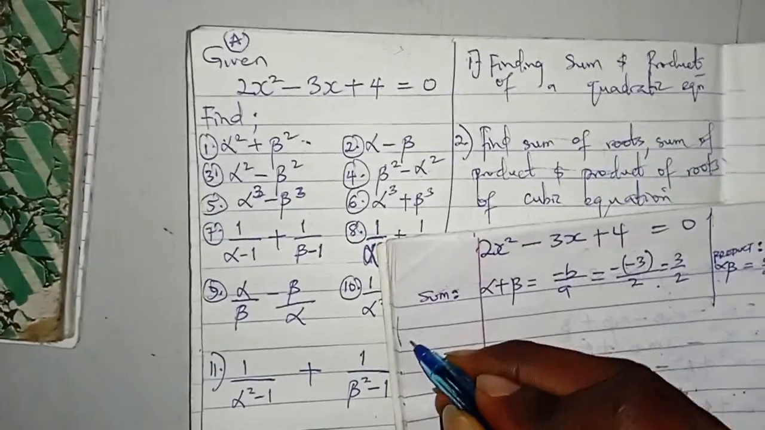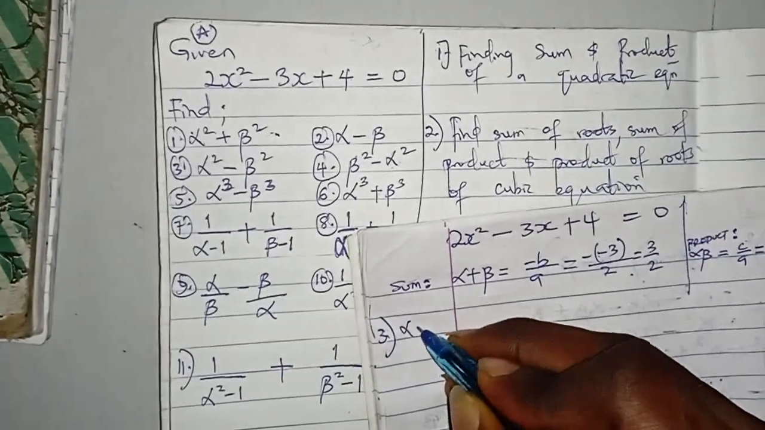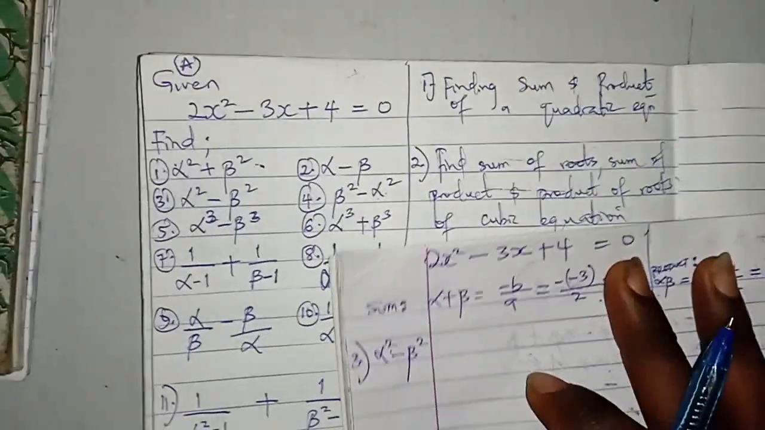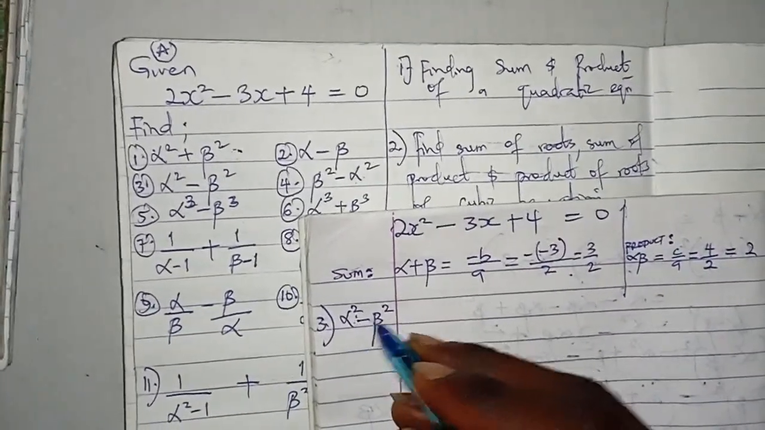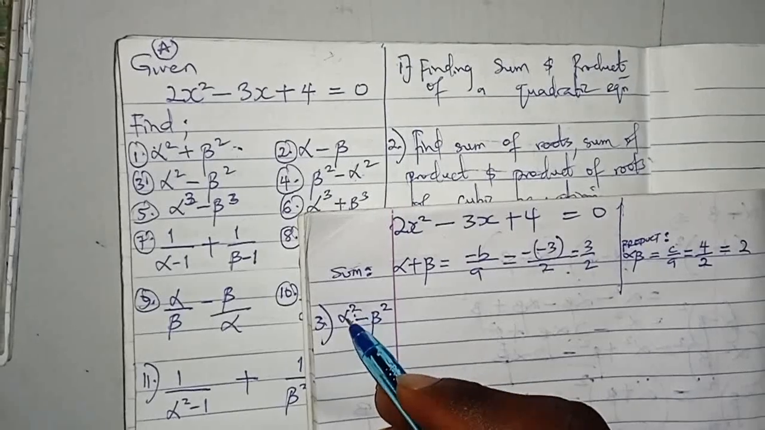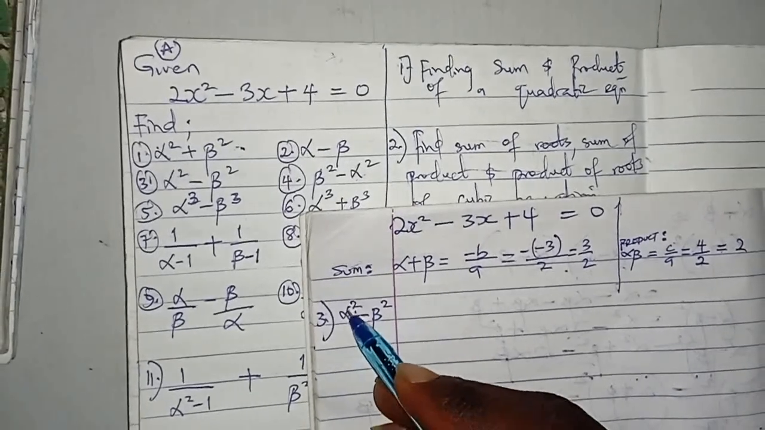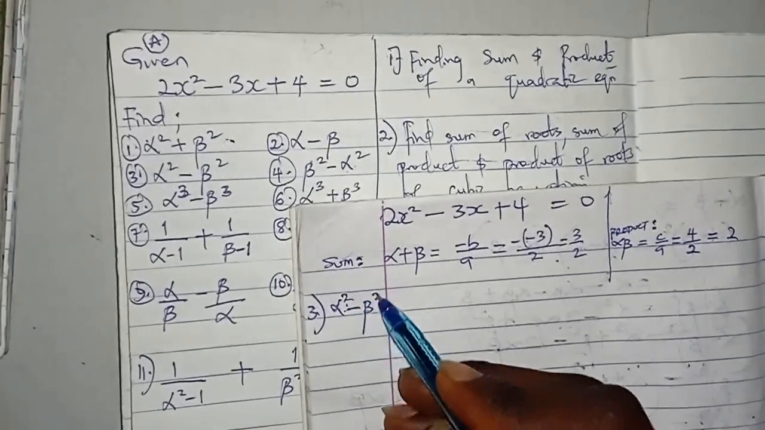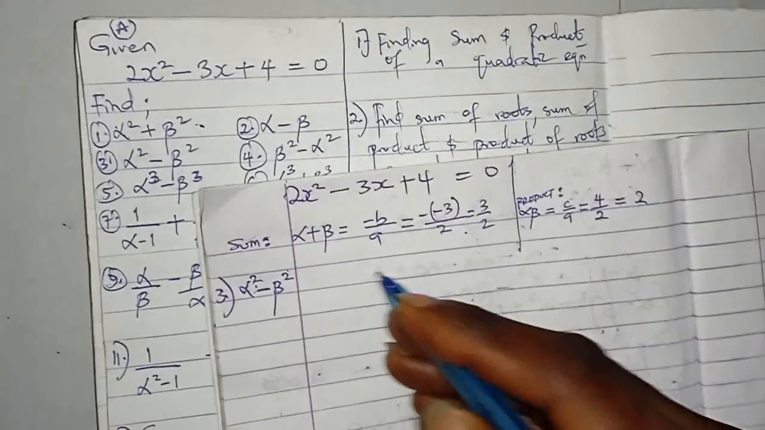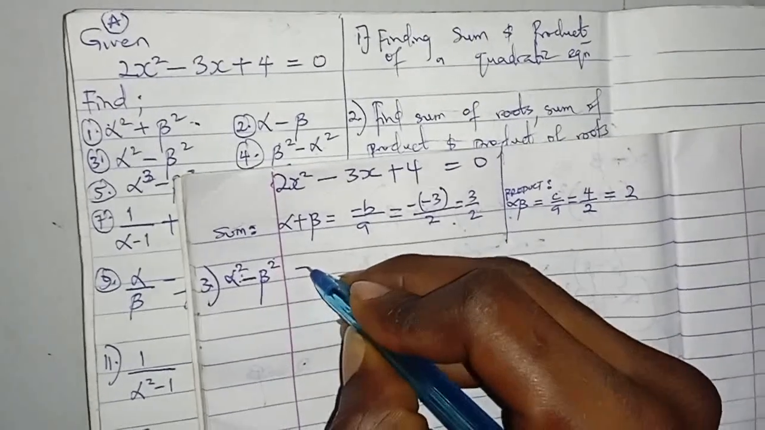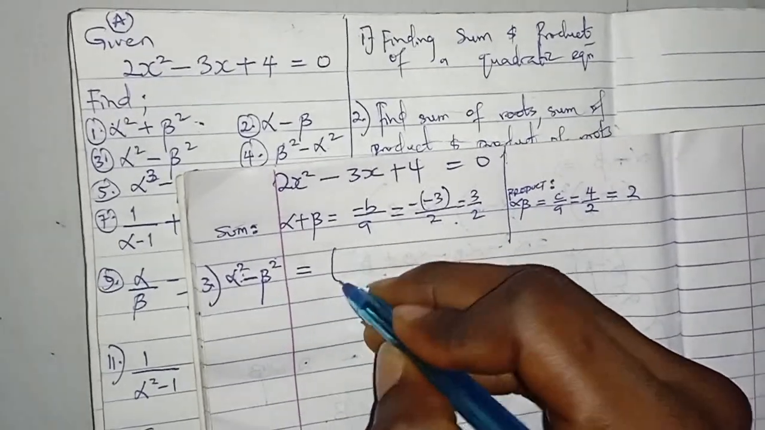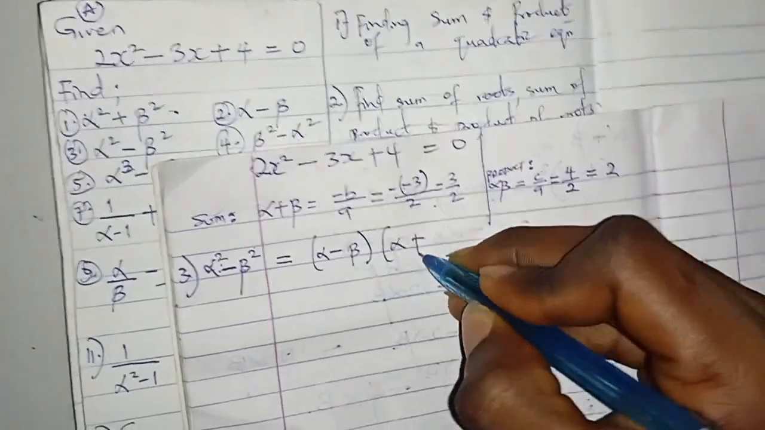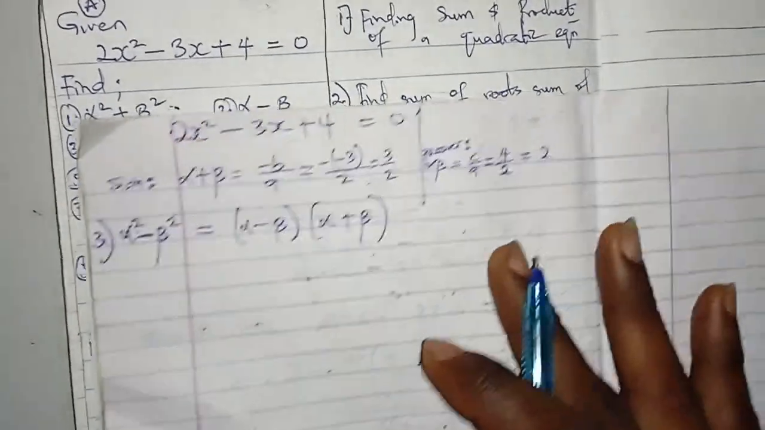Number 3. To get alpha square minus beta square, we simply ask ourselves: this is a difference of 2 squares. This is raised to power 2, and this is raised to power 2. We know that a difference of 2 squares is the same thing as saying alpha minus beta, then alpha plus beta.